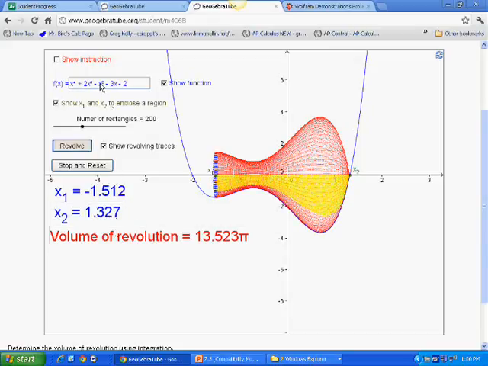And when we integrate that, pi r squared, where r is the value of my function, the volume of revolution is going to be 13.523 pi. And so that is about how much that vase will hold.